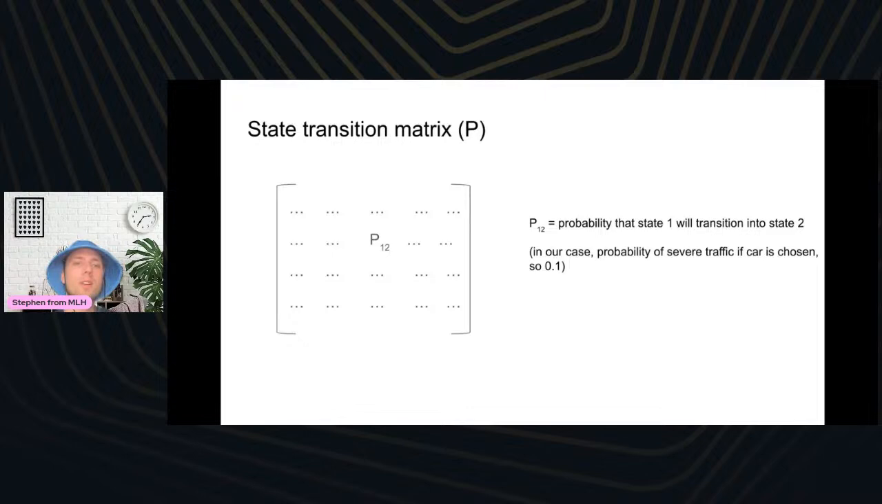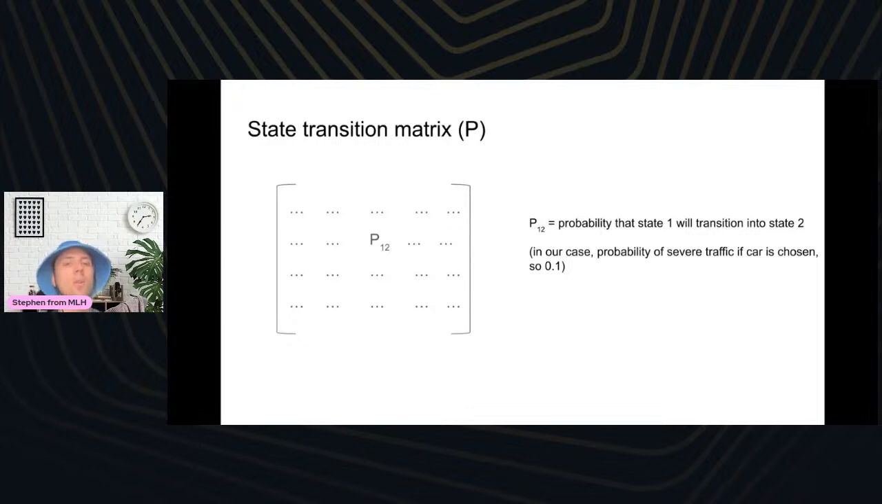So yeah, let's return to our state transition matrix. And we talked about this yesterday, but P12 is the probability that state 1 will transition into state 2. In our case, this is the probability that if you are currently in state 1, in the next iteration you will be in state 2.